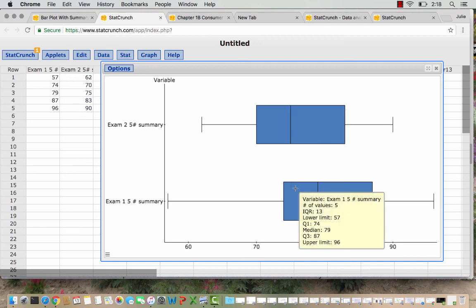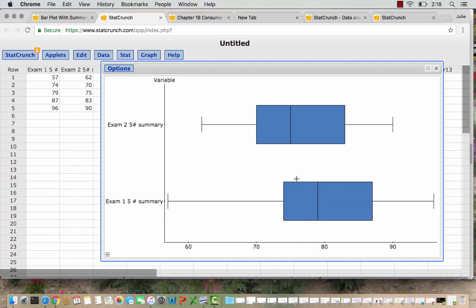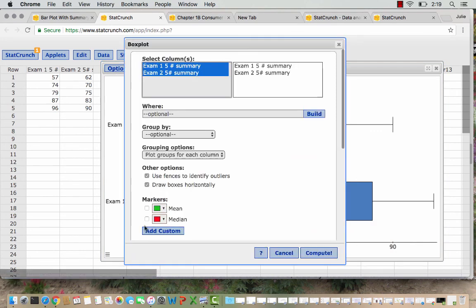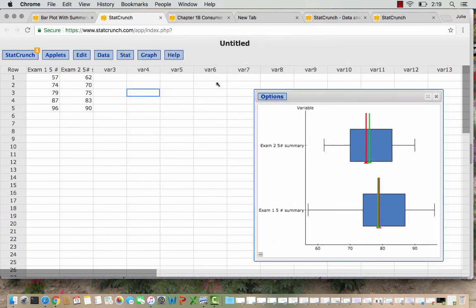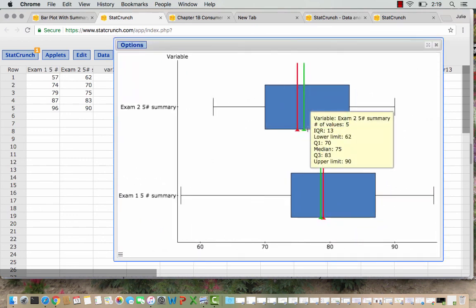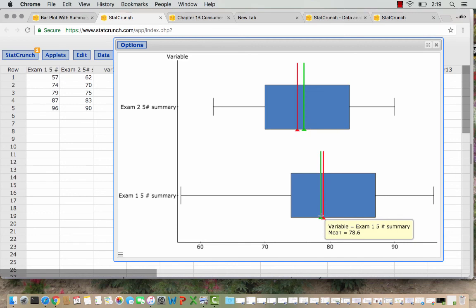And again, I can hold it over the other exam to see the 5-number summary there. Now we know the median is right through the middle, so if you go to Options, Edit, you can put in a marker for the median in red. That should go right through the midpoint of each box. And then if you want to see the mean, you can check the mean box, and that'll put a green line through there. So we see here in exam 1 down here, the mean and the median are pretty close.